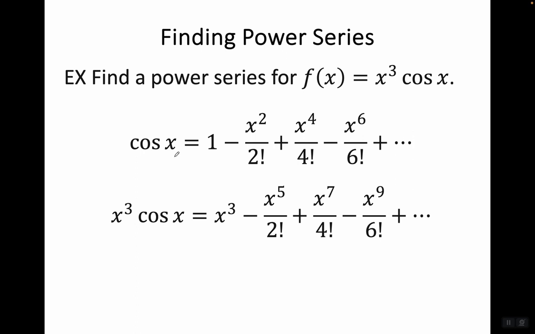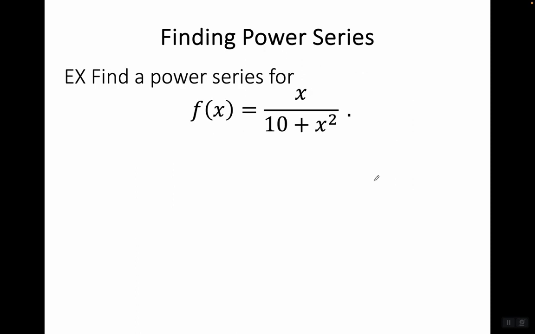Just multiply both sides by x cubed, and you get x cubed cosine x is going to be x cubed minus x to the fifth over 2 factorial plus x to the seventh over 4 factorial minus x to the ninth over 6 factorial, etc.